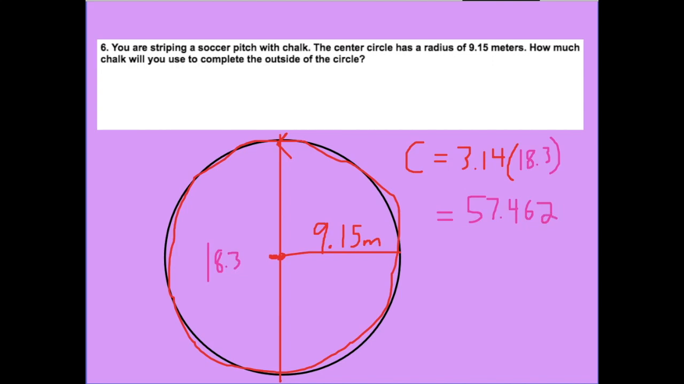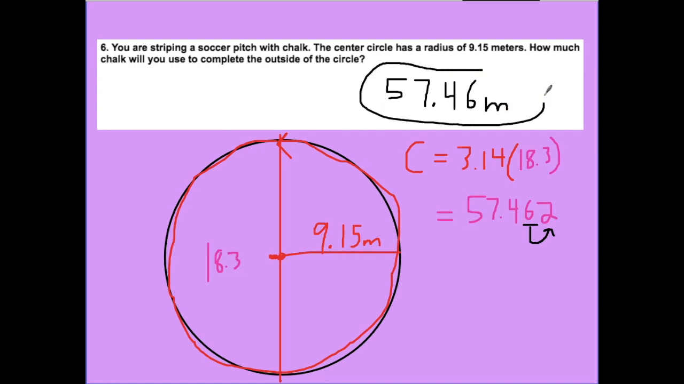And I'm getting 57.462. All right, and the directions for the entire study guide here are rounding. We're rounding to the nearest hundredth. So look at the 6 in the hundredth place. This 2 is going to keep that at 6. We're going to write our final answer up here. 57.46 meters. So that's how much chalk we'll end up using. We'll go around the entire circle.